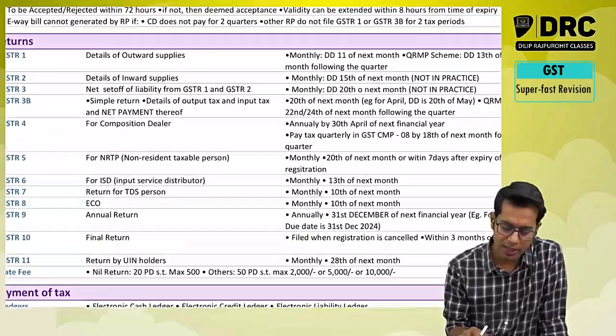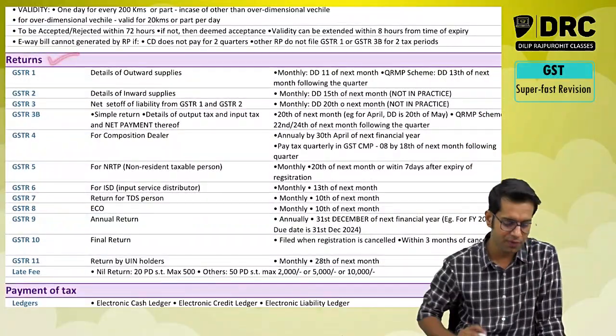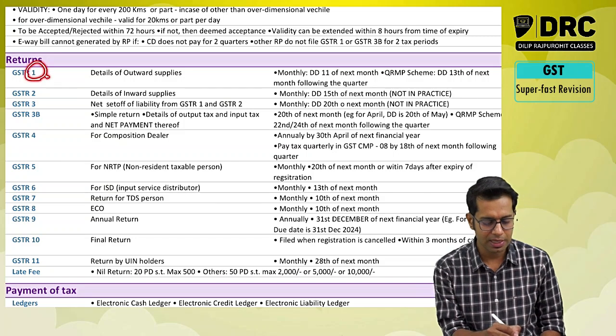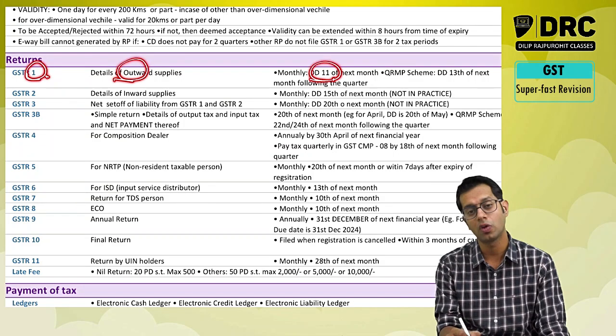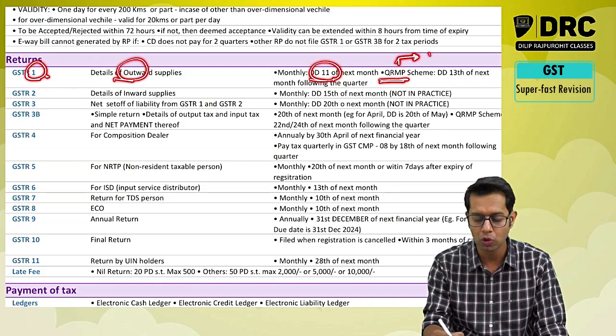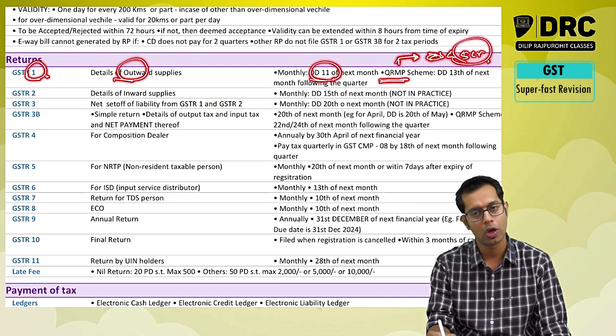Then what are the next returns under GST? Sir, what are the different types of returns which we have under GST law? GSTR1 is a return for outward supply. It is required to be filed by the 11th of next month. If you have opted for the QRMP scheme, who can opt for it? Those people whose turnover is less than 5 crores can opt for the QRMP scheme.